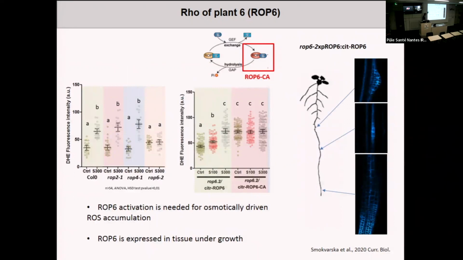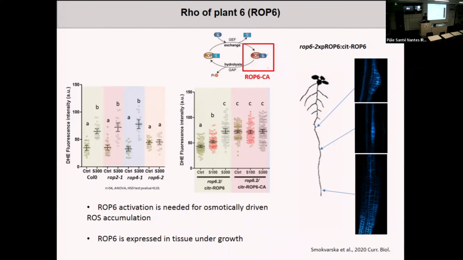So here are just small results to show that if you apply an osmotic stress, you're able to record an increase of fluorescent signal that is coming from a dye that increases its fluorescence when it gets oxidized. What is interesting to notice is that if you look at a plant where the ROP6 isoform is not expressed, the protein is not there, then we don't have this accumulation of ROS.